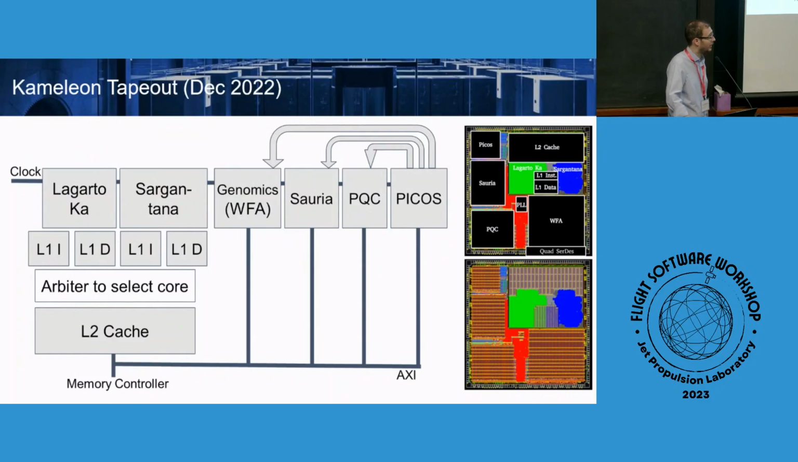Here you can see a high-level picture of the core. In addition to the two cores, the Lagarto K and Sargantana that I mentioned, with their own private instruction and data cache, we have some accelerators. So we have an accelerator for genomics, so for accelerating DNA sequencing. We have Soria, which is an automotive accelerator for object detection, a post-quantum computing, and a microcontroller.